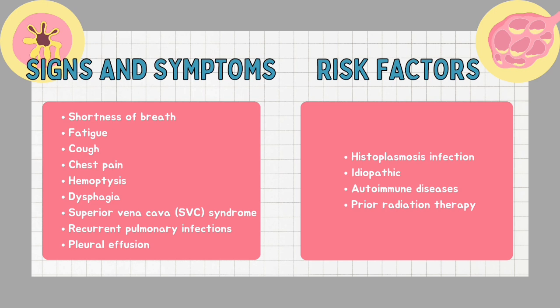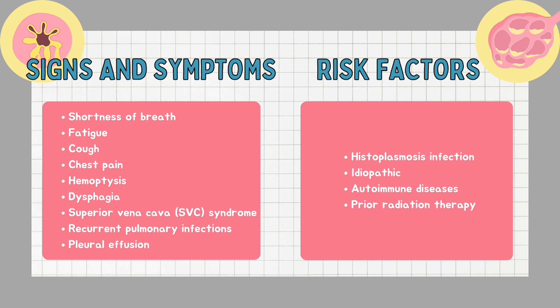Let's proceed to the risk factors. The risk factors of fibrosing mediastinitis are histoplasmosis infection, idiopathic, autoimmune diseases, and prior radiation therapy. Histoplasmosis infection is the most common subtype of FM, post-histoplasma fibrosing mediastinitis. This is triggered by an exaggerated immune response to a previous infection with the fungus Histoplasma capsulatum. The fungus is found in soil, particularly in the Mississippi and Ohio River valleys.